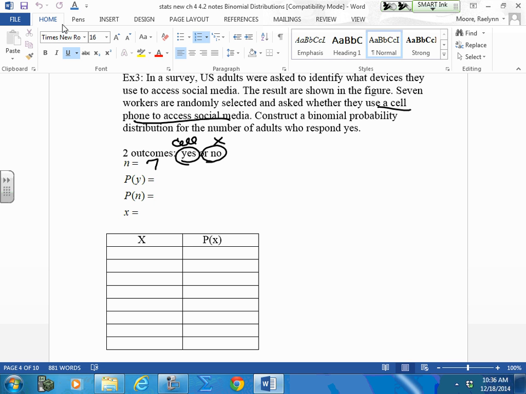So we're picking 7 people at random to ask them, based on the results that we have. What was the probability for the cell phone in there? 46%. And how do I get my probability that it's not? Subtract it from 1. I can't add up all the others because they don't add up to 1. So I subtract this from 1. And my x will go from 0 to 7.